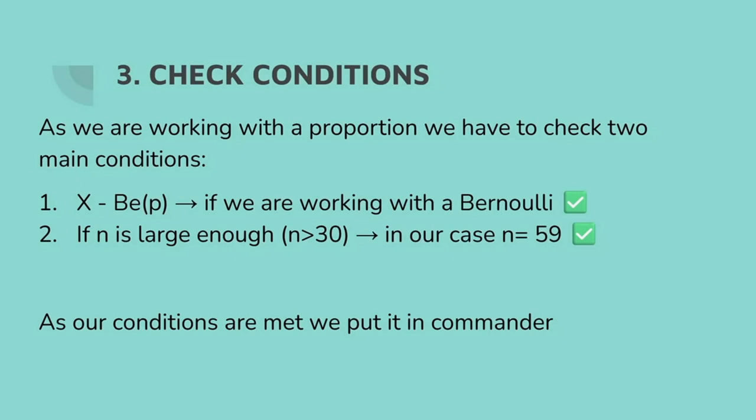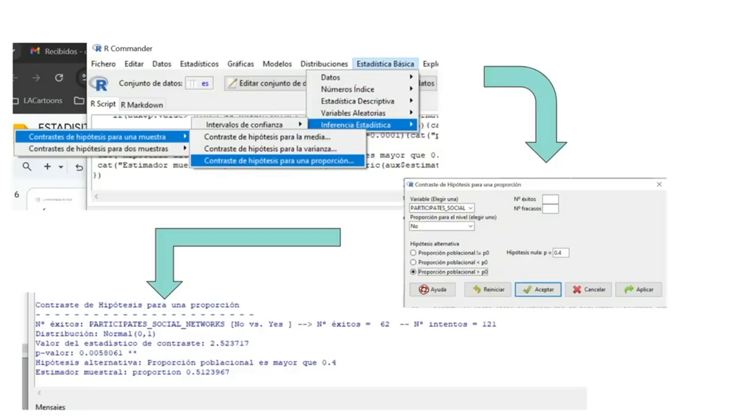Before performing the hypothesis test, we must verify that the required conditions are satisfied. First, the variable follows a Bernoulli distribution, since it has only two possible outcomes, yes or no. Second, the sample size is large enough. In this case, the sample size is greater than 13, which satisfies the condition. Since both conditions are met, we can proceed with the hypothesis test. To perform the hypothesis test, we use R Commander.